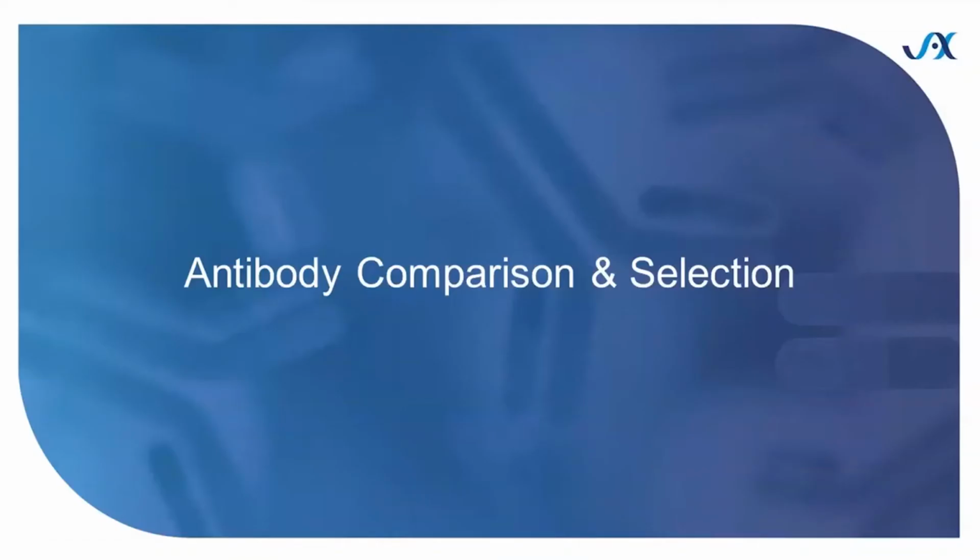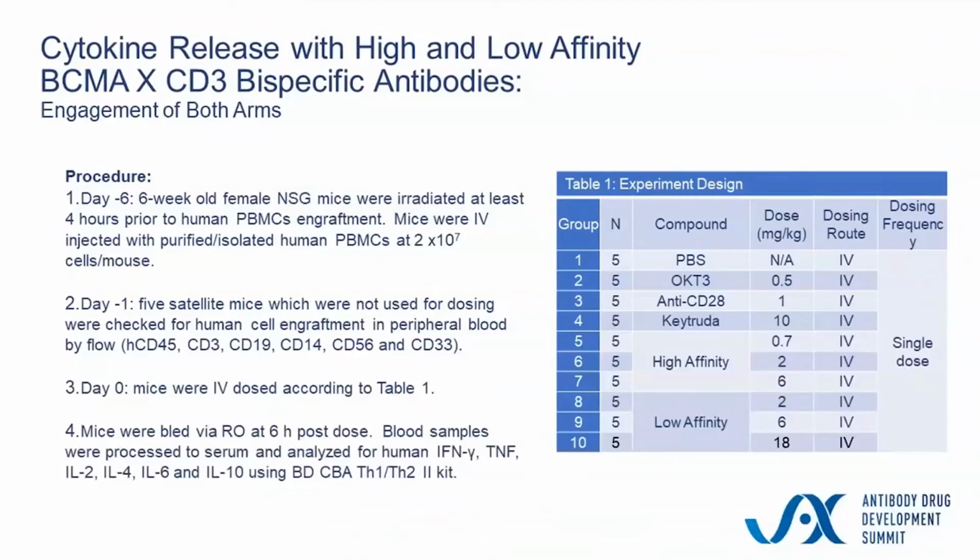Antibody comparison and selection. Essentially the idea here is, can you differentiate different affinity antibodies for your drug development platform? In this experiment, we use PBS, group 1, OKT3, and anti-CD28. Keytruda is our negative control. Keytruda obviously is an approved drug from Merck. It's known not to cause CRS, and we use it as a negative control.